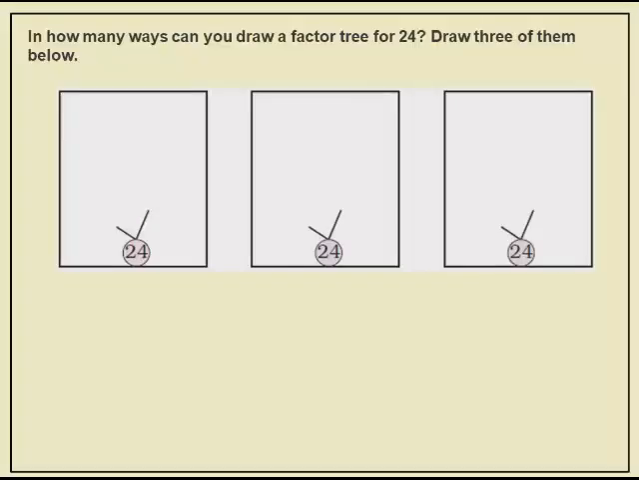Okay. Now next, in how many ways can you draw a factor tree for 24? Draw 3 of them below. So for 24, just as we did for 18, now they are asking us to do for 24 in 3 different ways. So first one, 24, what all can I write? 8 and 3, because 8 3s are 24. Next for 8, how we can get? 2 and 4, because 2 4s are 8. Next for 4, 2 and 2, 2 2s are 4.